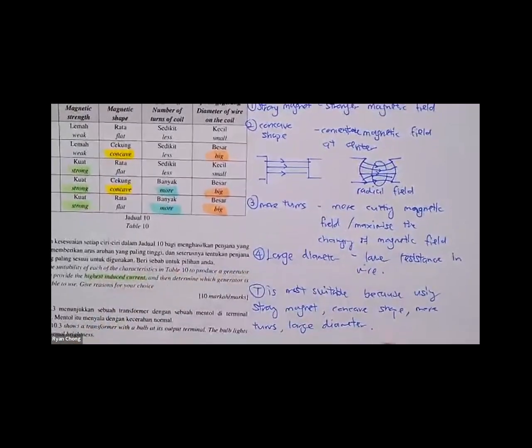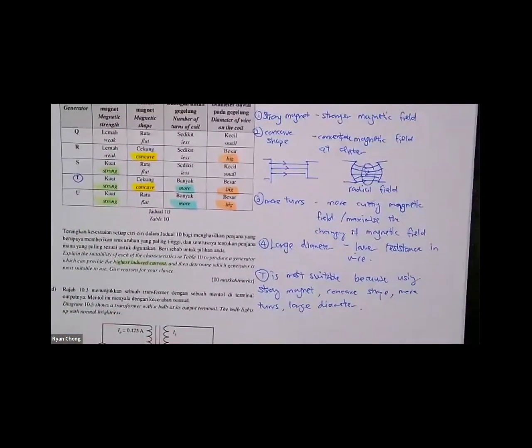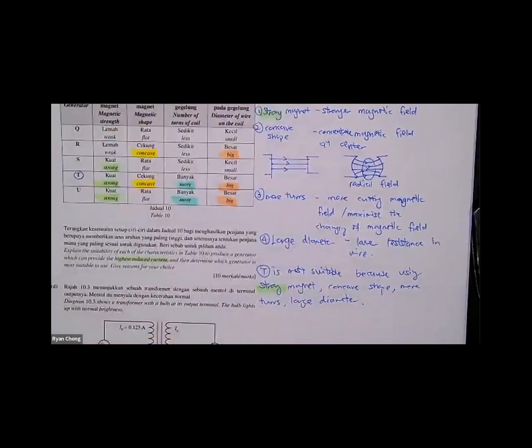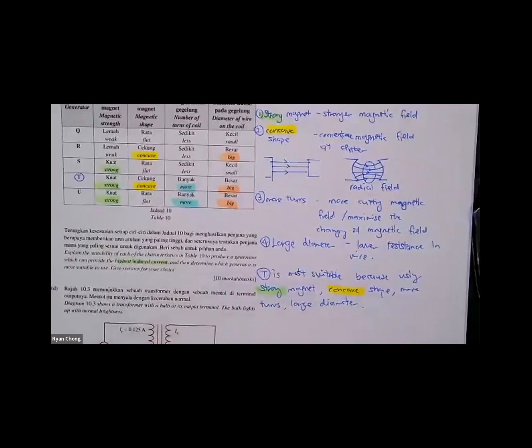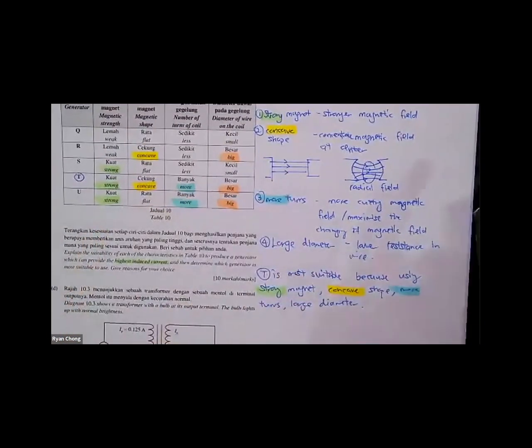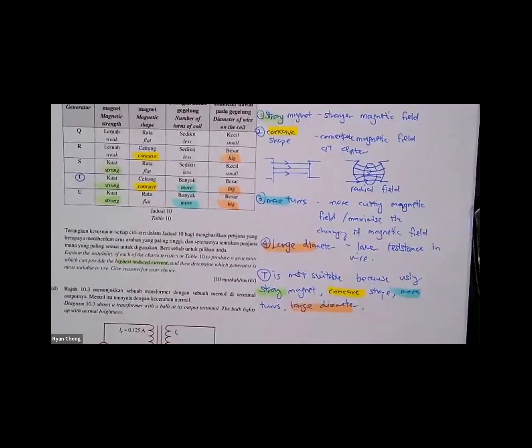So this is the way how we write them. Strong magnet, yes. Concave shape, then more turns, big or large diameter, right?